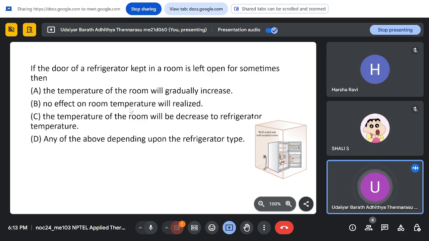So just like the previous example, instead of a fan, you have a fridge. What do you think? That fridge door is open and it's a closed room. What do you think will happen? The temperature of the room will gradually increase. No effect on room temperature will be realized. The temperature of the room will decrease to refrigerator temperature. Any of the above depending upon the refrigerator type.